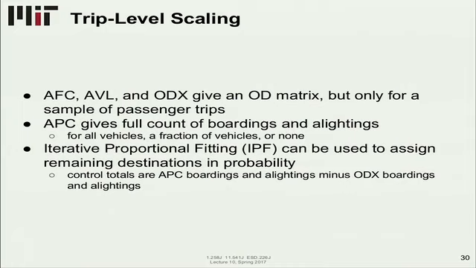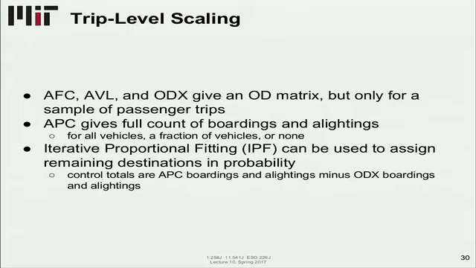Okay, scaling. So we've done ODX, and we've inferred destinations for a percentage of transactions, not all of them. And we've linked up the ones that we could. Now we want the full matrix, because for planning, we want to know how many people want to go from here to there. So there are different methods for scaling.